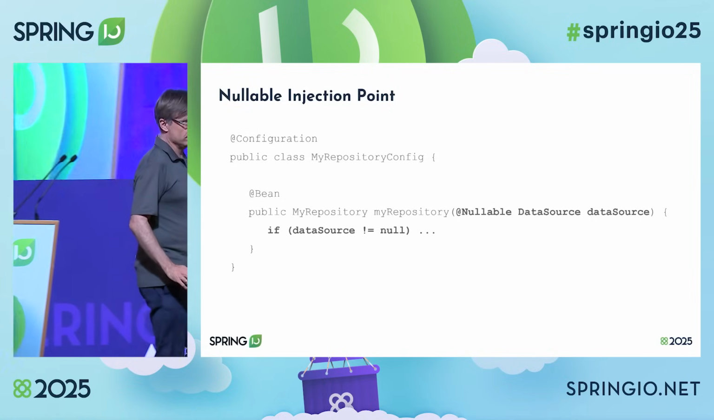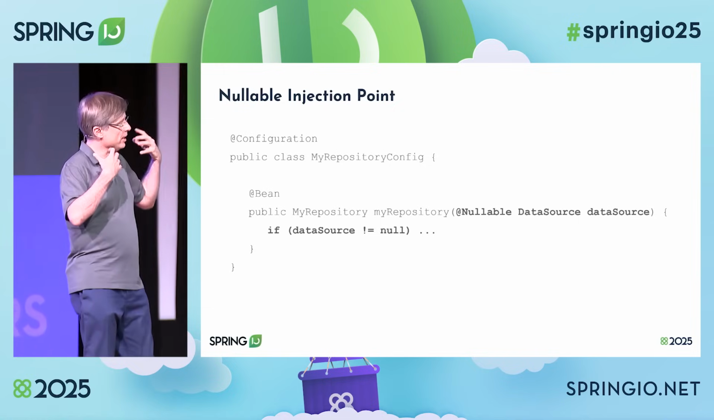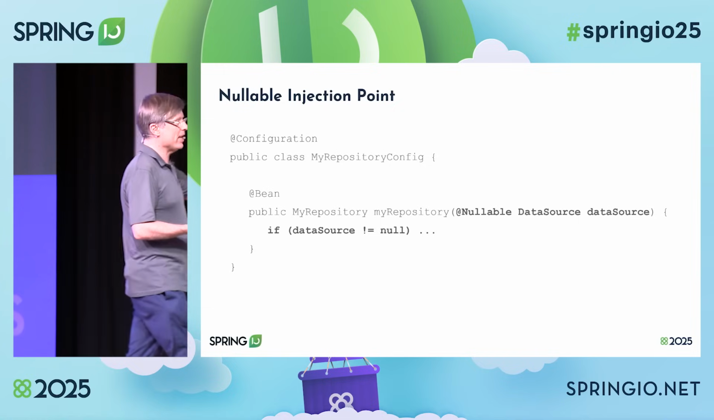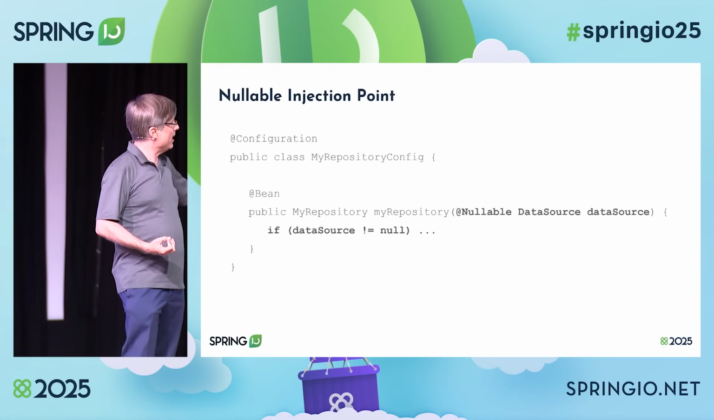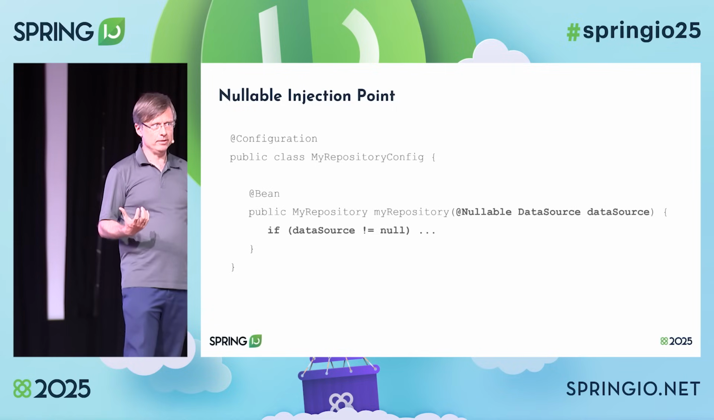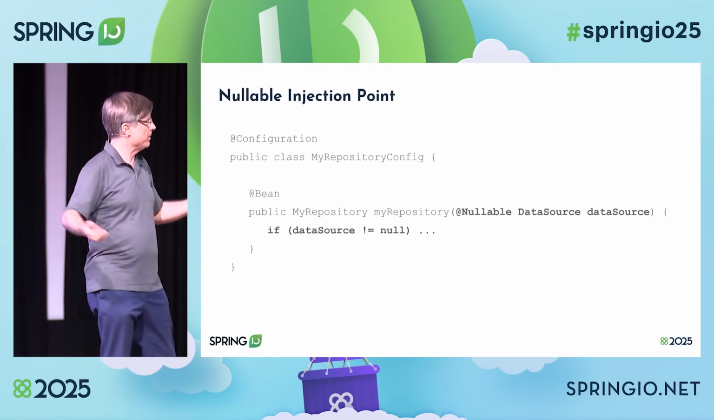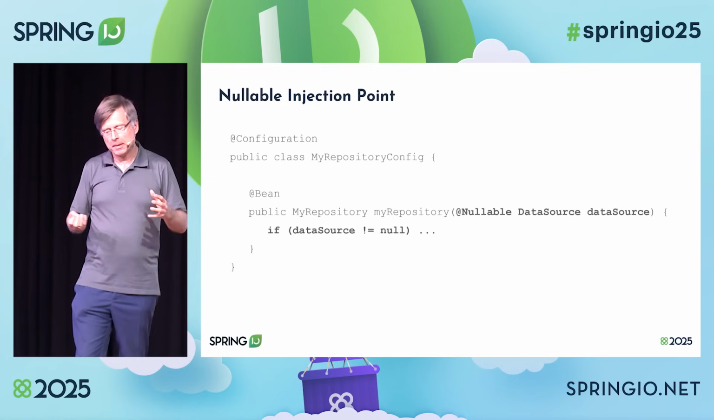With nullability, we basically allow for the injection point not to be resolvable. You're basically saying, I'm okay if you can't resolve the data source for me. In this case, please call me with a null value. And I'm going to take it forward from there. Maybe there's some defaulting that you do, so use some other connection pool, whatever, right?